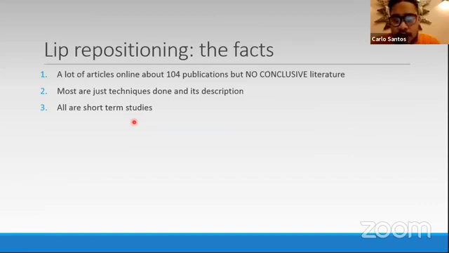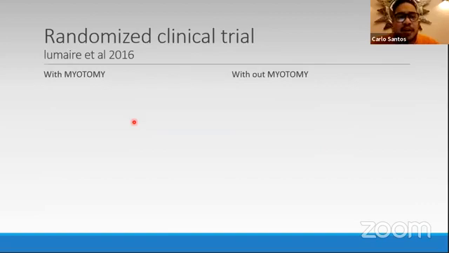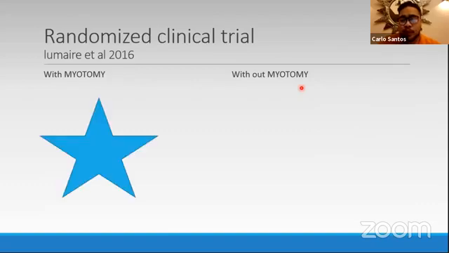I'm happy to tell you that there is one study of all the 104 that actually we found that really works. Okay. So randomized clinical trial by Lumiere et al. 2016. The procedure included with myotomy and without, and I'll show you how they did this. So with myotomy worked. Without myotomy, it recurred. So it just returned back to its original condition.